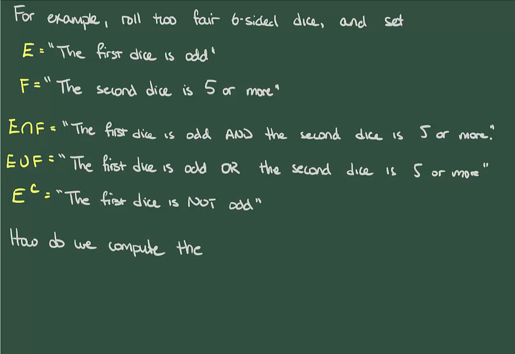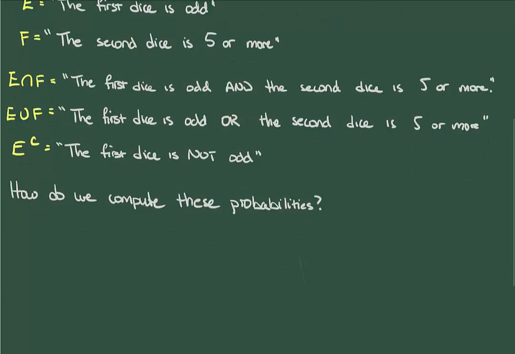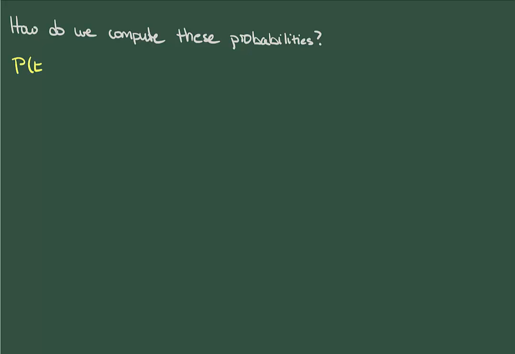So how do we compute the probabilities of these new events? So certainly we could just compute the intersection, the union, the complement explicitly, and find the probability that way. But our goal is to find an easier way, assuming that we already know the probability of E and the probability of F. So starting with the intersection, we can ask if E and F are independent events.